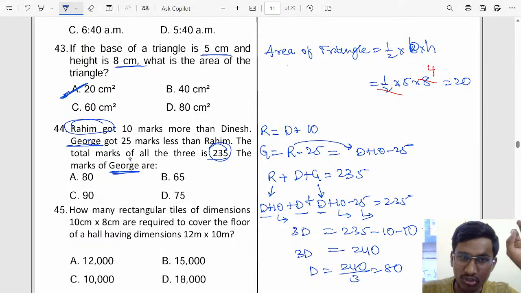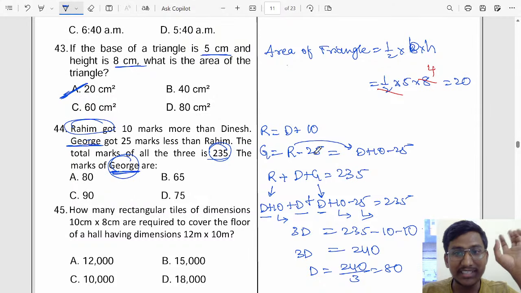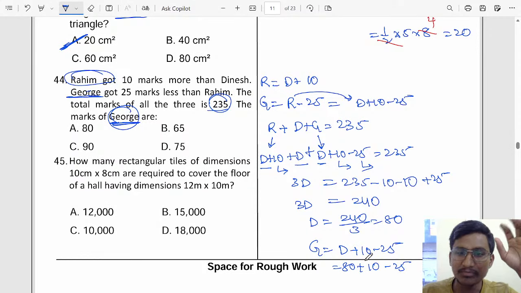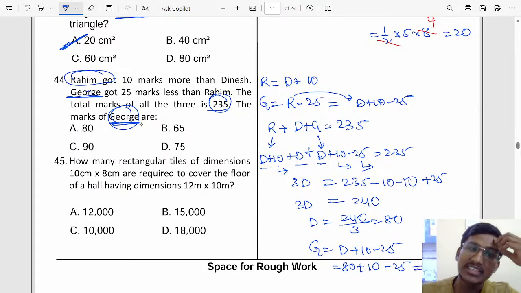They are asking George, right? George is Dinesh plus 10 minus 25. So Dinesh is 80, plus 10 minus 25. 80 plus 10 is 90. 90 minus 25 is 65. So George's marks will be 65 marks. Option B is the answer.